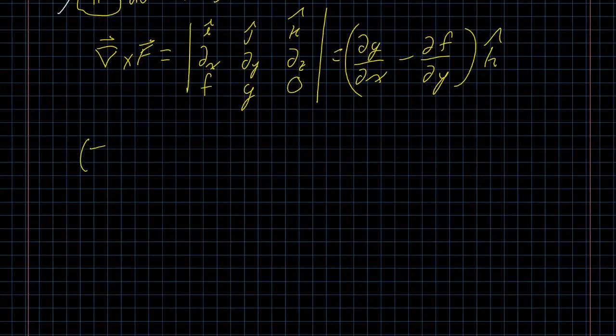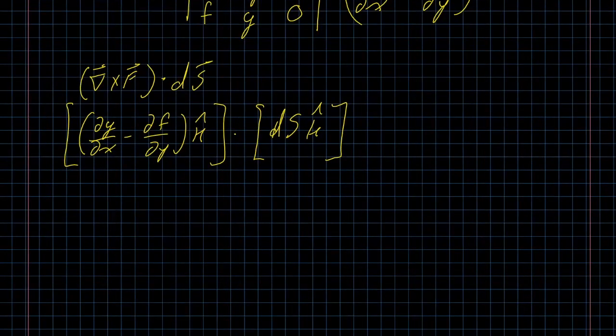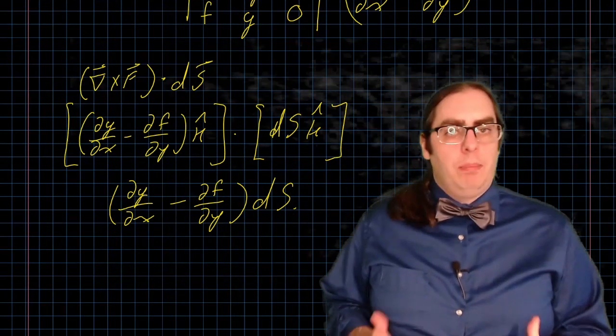And then if I take that del cross f and I dot it with ds, that means that I'm taking partial g partial x minus partial f partial y in the k-hat direction, and I'm dotting it with ds in the k-hat direction, and that's just going to give me partial g partial x minus partial f partial y ds. All right, so that's one important thing.